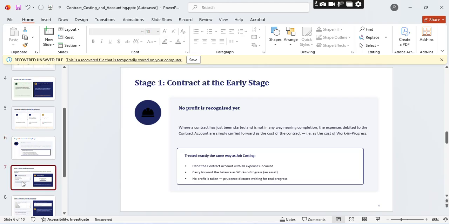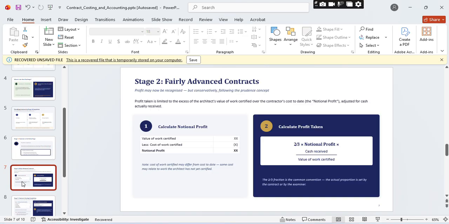That is stage one. So for stage two, this is a fairly advanced stage, okay, of the contract, whereby we now begin to recognize profit but we have to be conservative, okay, following the prudency concept, okay. So profit taken is limited to the excess of the architect's value of work certified, okay, over the contractor's cost to date, that is the notional profit, okay, adjusted for cash actually received.